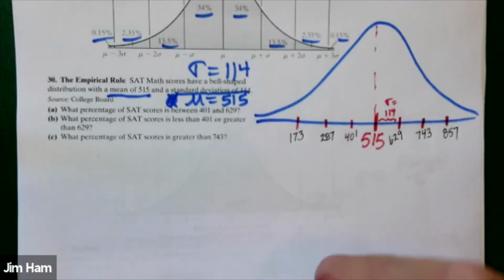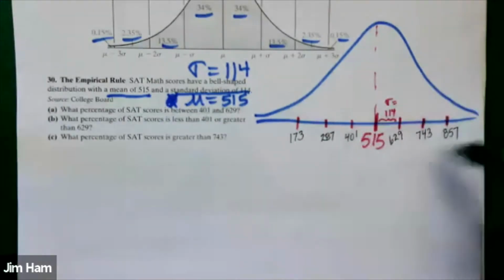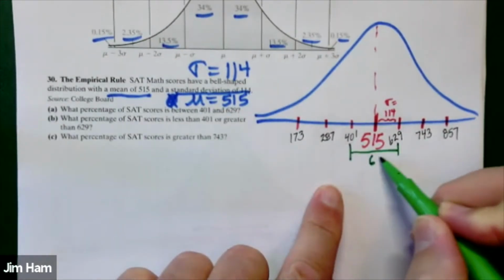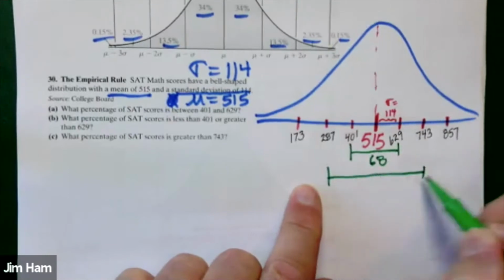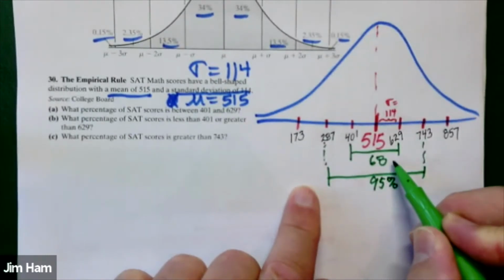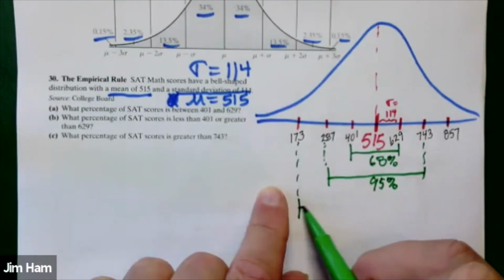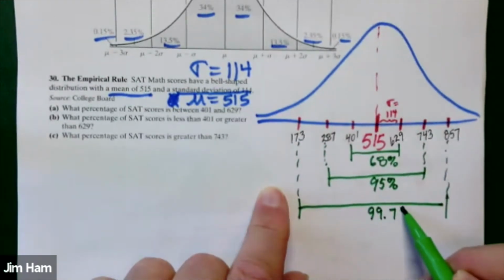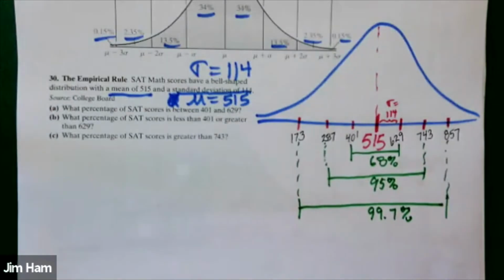Now, once you have the graph drawn, or at least the scale down here, then you can do things like this: 68, 95%, 99.7%. So get the scale and then write those basic percentages in there. You don't have to write the percentages in there, but sometimes they help you answer the questions.